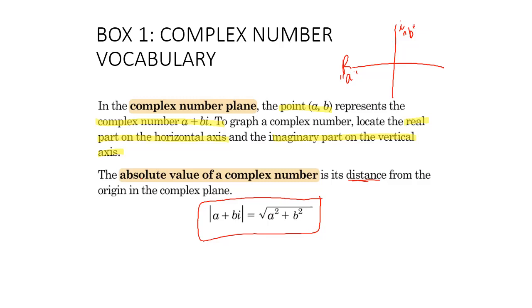So again, plotting, your reals are horizontal axis. Your imaginaries are your vertical axis. Absolute value is your distance from the origin. And that's the square root of a squared plus b squared.